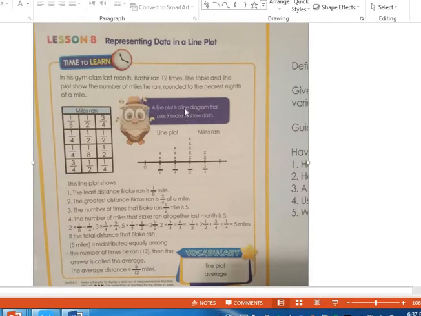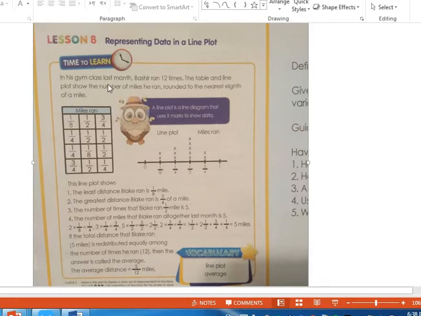A line plot is a line diagram that uses X marks to show data. We have here a line plot. This line plot is a line diagram that uses X marks. Can you see the X marks? To show data.